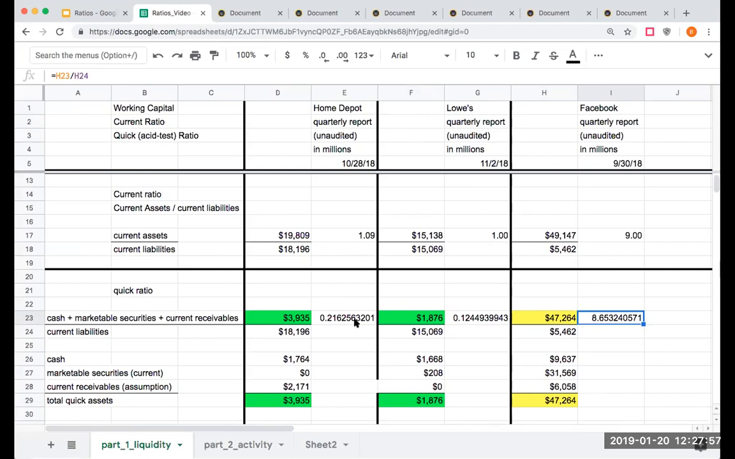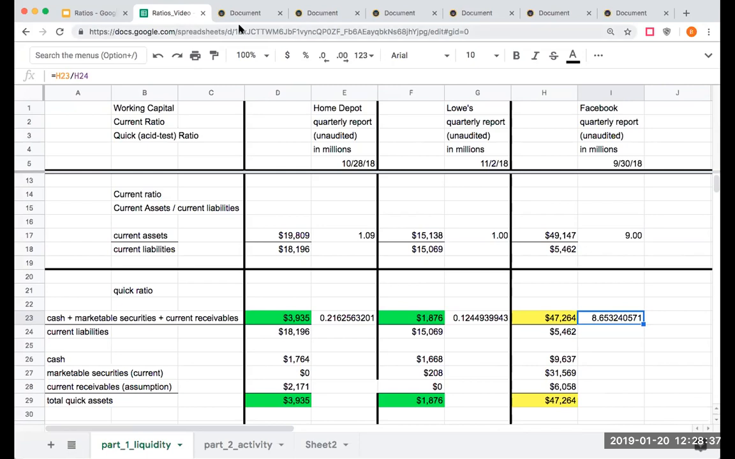And again, why is the drop off so huge for Lowe's and Home Depot? They carry inventory. Facebook does not carry inventory. It's not that type of a company. They're social media, they don't carry inventory. So this is really the difference, and this is why when you look at ratios, you have to see what's really relevant. When you're choosing ratios, you have to make sure that you're looking at the same industry, because from industry to industry, you're going to have different types of ratios.